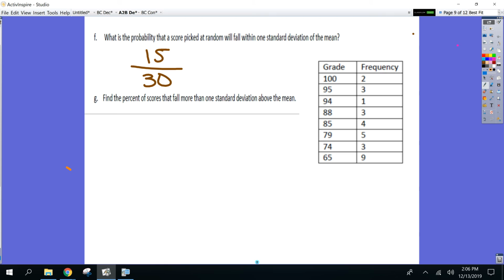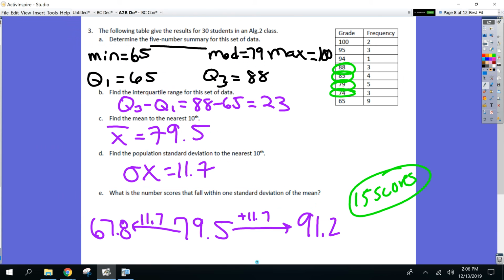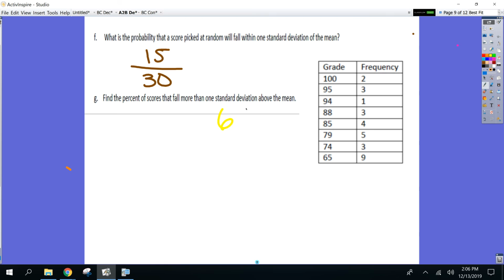Percent of scores that fall more than 1 above the mean. Not within 1. More than 1. So what am I looking at now? Anything above 91.2 is more than 1. So it's going to be how many? 6 out of 30.